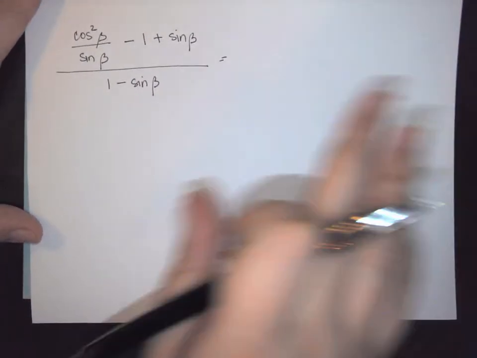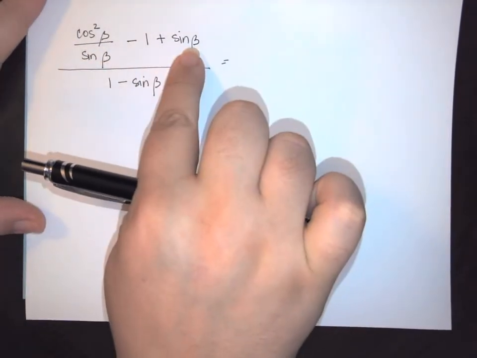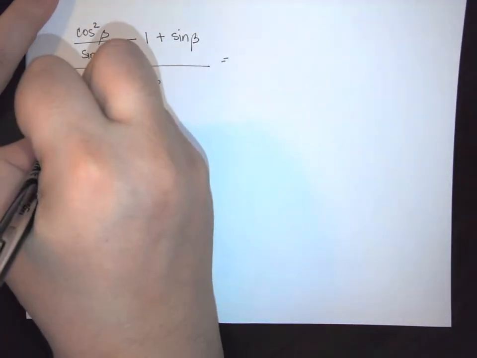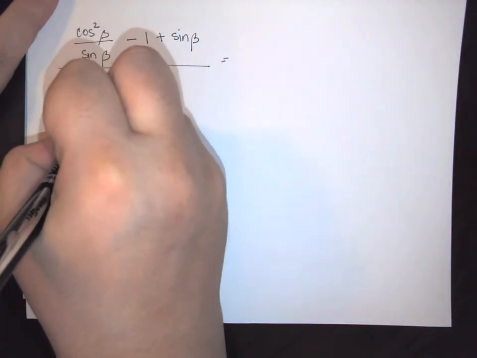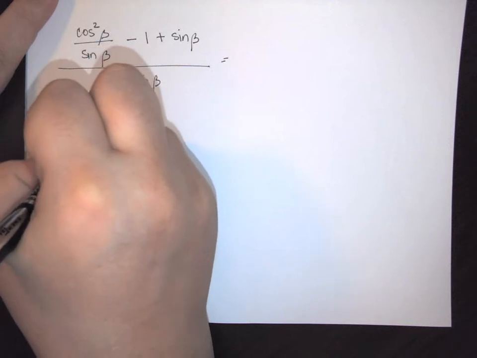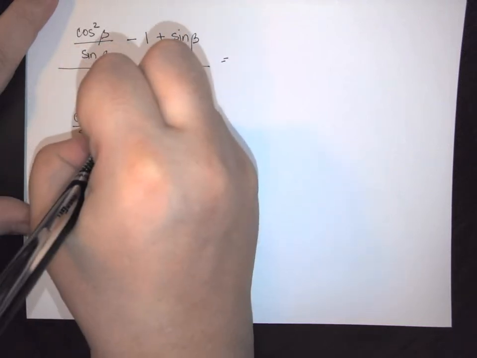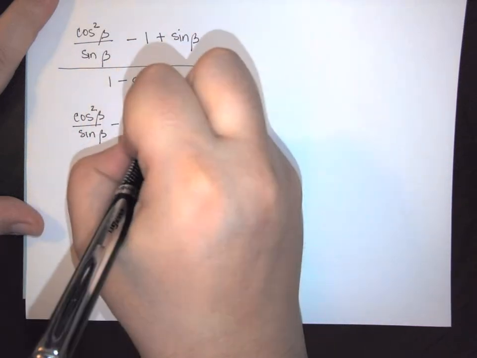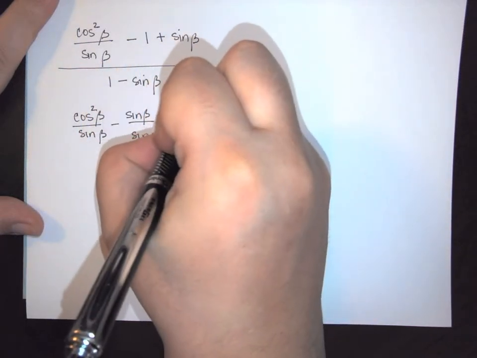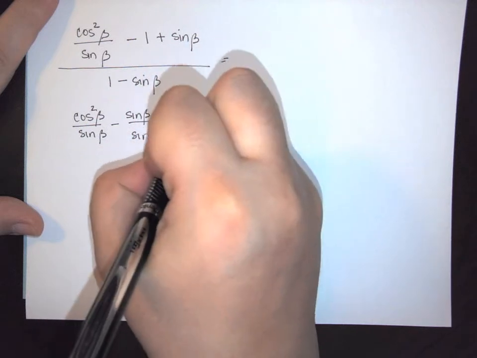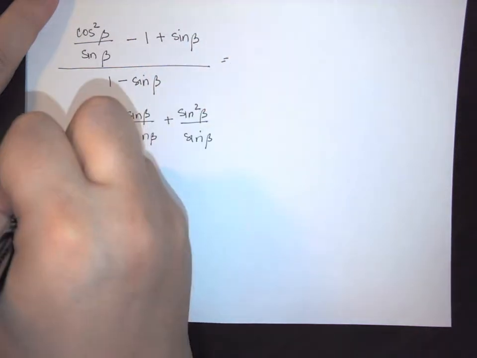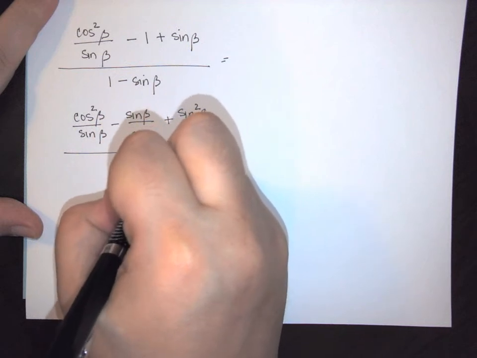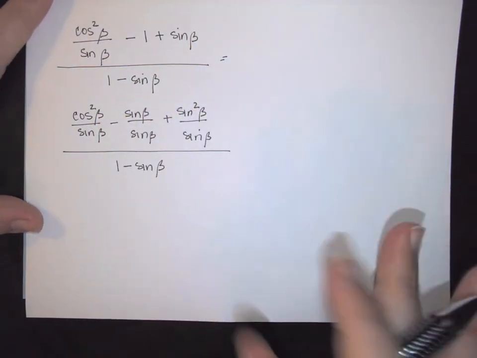So now I need to look just at my numerator and I need to combine it. My denominator is the sine. So this is going to become cosine squared of beta over my sine of beta, minus the sine of beta over my sine of beta, plus the sine squared of beta over the sine of beta, and that whole thing is still over 1 minus sine of beta. Whew, that's a lot.